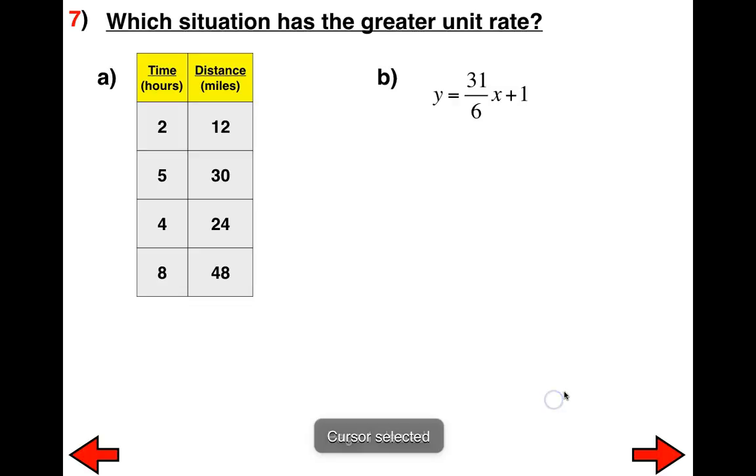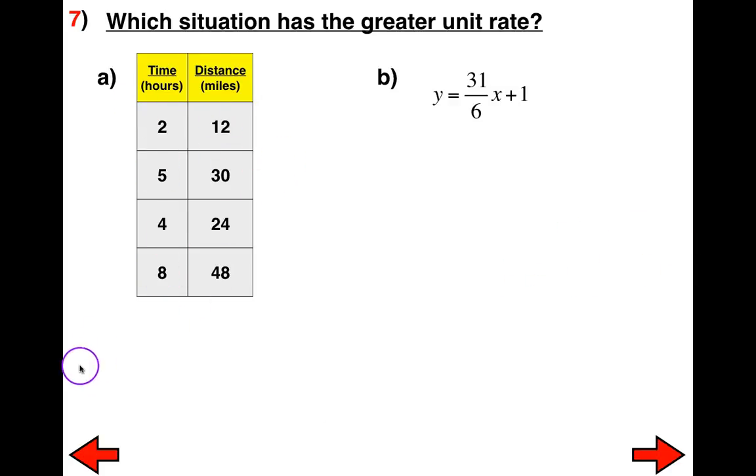Now what I want you to do is try number 7. Do the best that you can from what you've learned so far. Okay, so let's go over the answers. I'm going to go over these really quickly.